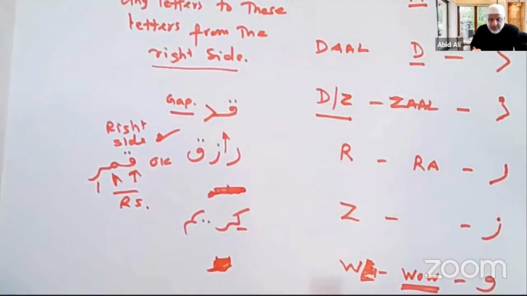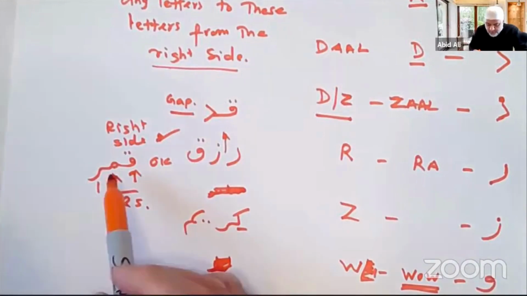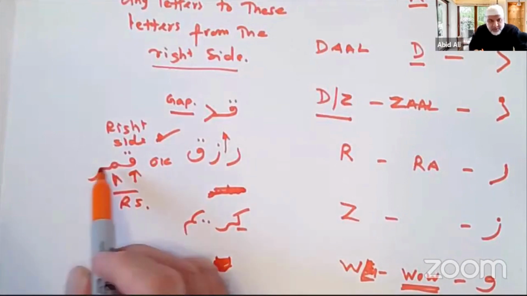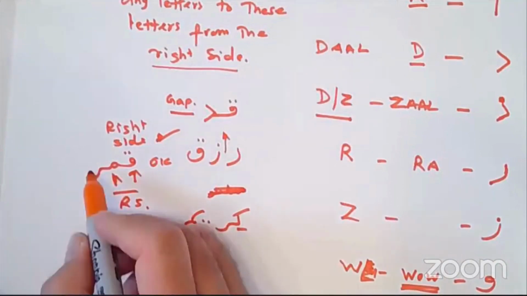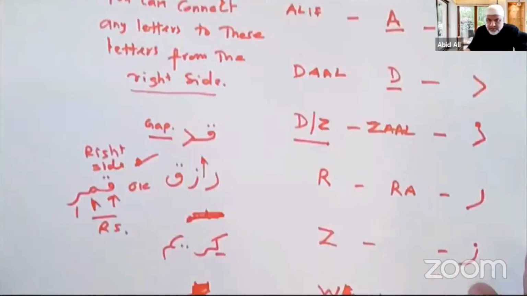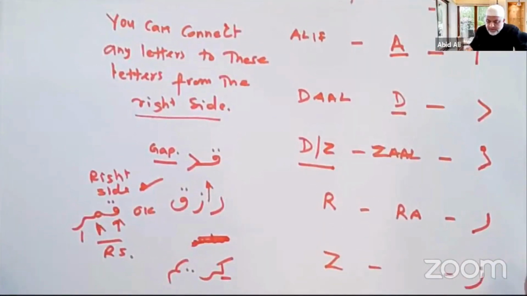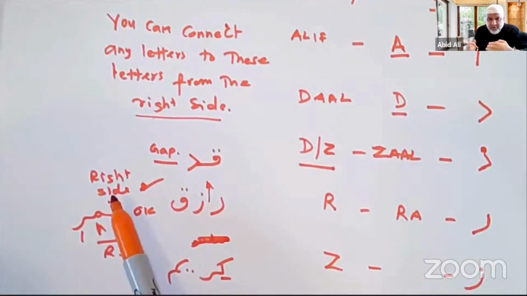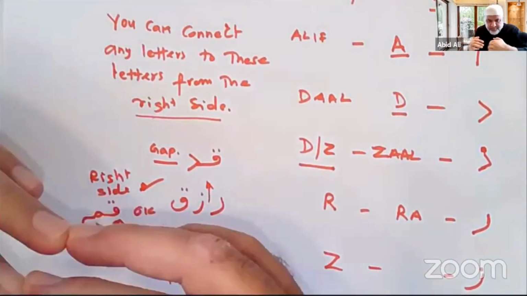Okay, so yes, if you're saying that this is the only word, yes. But again, if I add something else to it, I would have to have a gap. So in your understanding, what you're saying is correct. All I'm trying to highlight is that when you try to connect something to these letters from the left side, they will not be connected physically.